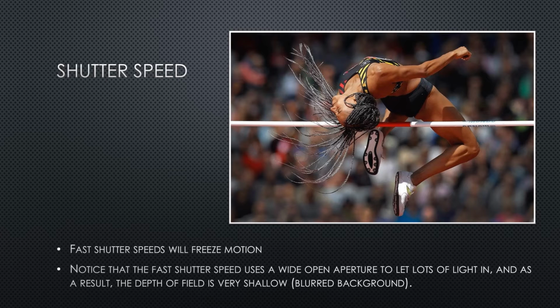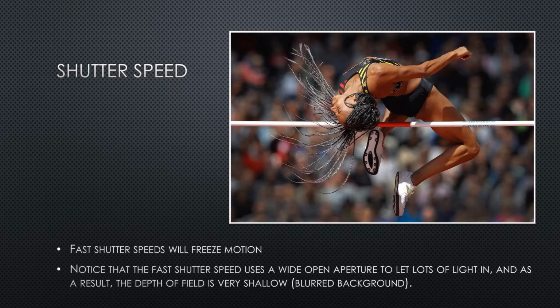Using a fast shutter speed will allow you to freeze the action of a fast-moving subject. Here we see an athlete that's going over the high jump bar, and because she's in fast motion and her hair is swinging around, the photographer has chosen a really short shutter speed, a fast shutter speed, to be able to freeze the motion so that she is still in sharp focus.